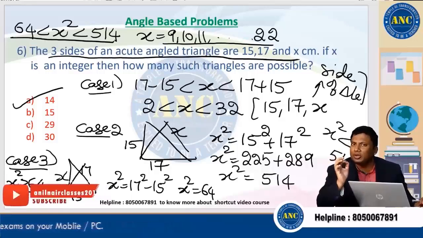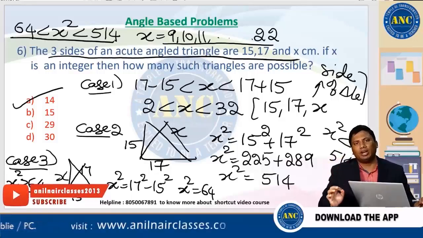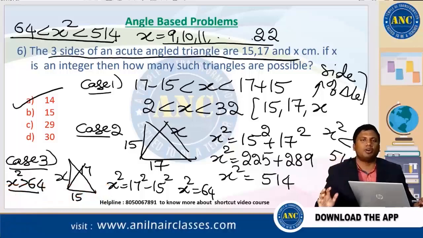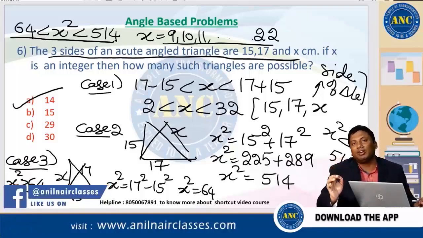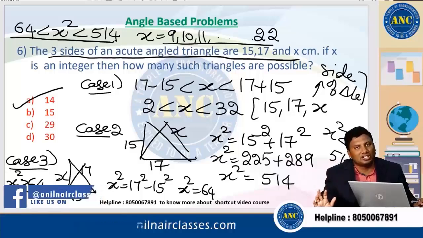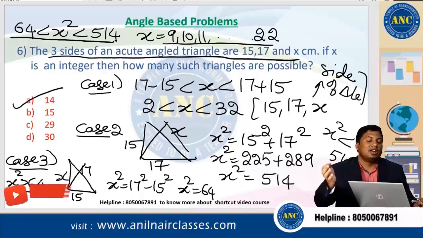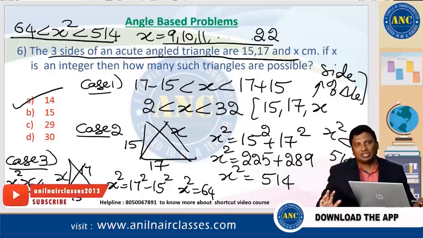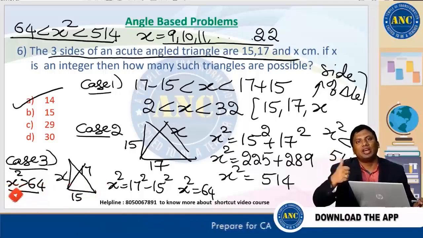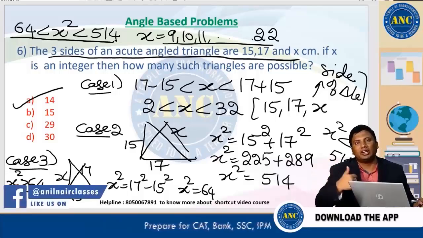Very, very easy to understand without using formulae. First check whether the sides form a triangle. Next check what will happen if the third side is the largest side. Third step is what will happen if x is not the largest side. Make hypotenuse and height.